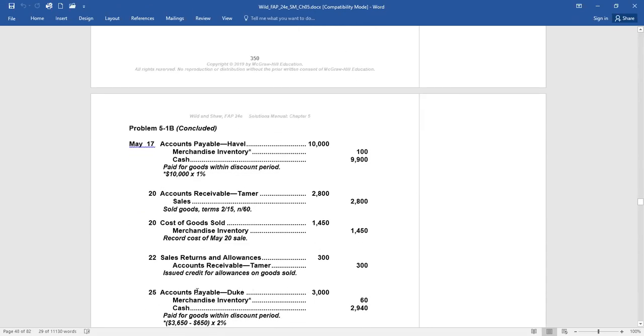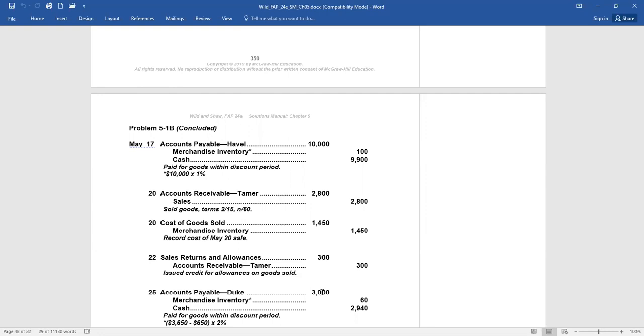So we're going to debit accounts payable Duke $3,000 because we're paying off the entire liability. It's just that Duke said, if you pay it early, send us less cash, take 2% off the cash amount. So we're going to send cash of $2,940, $3,000 minus $60 purchase discount. Remember, this is a purchase discount because this is IKEA taking advantage of paying their bills early, the amount they owe on the purchases early.